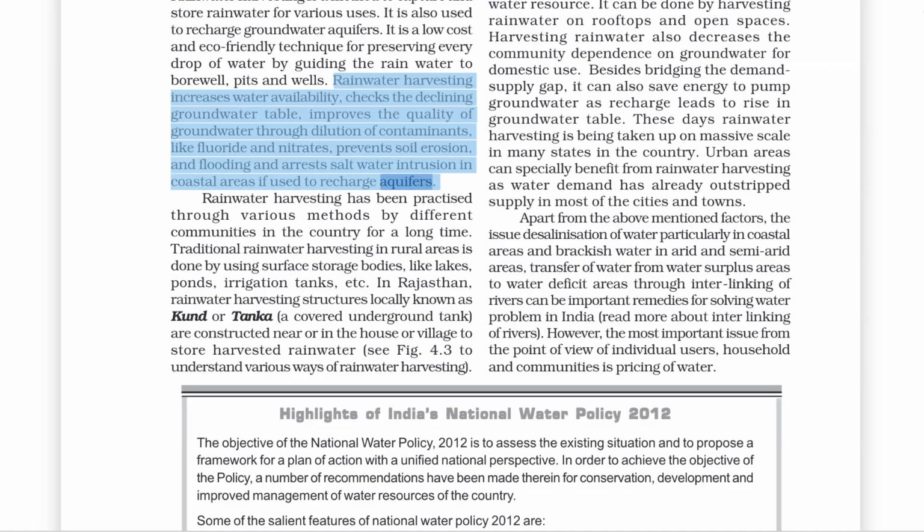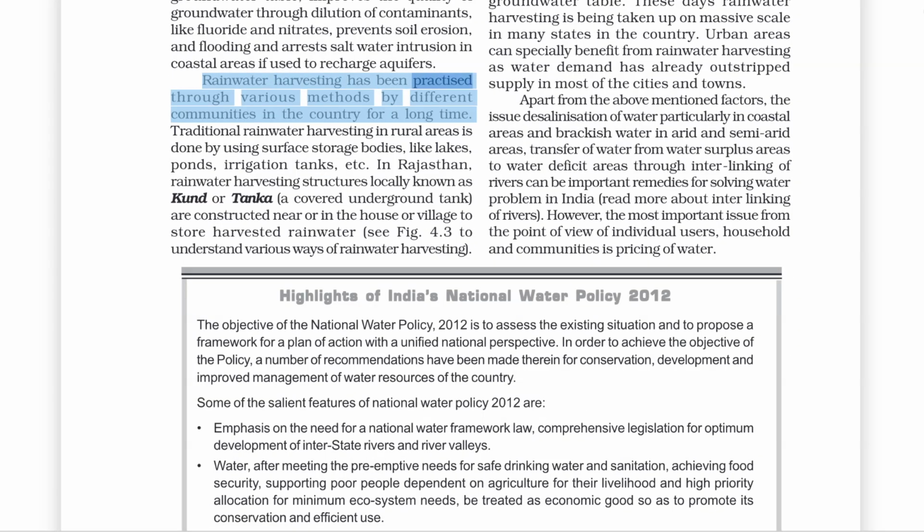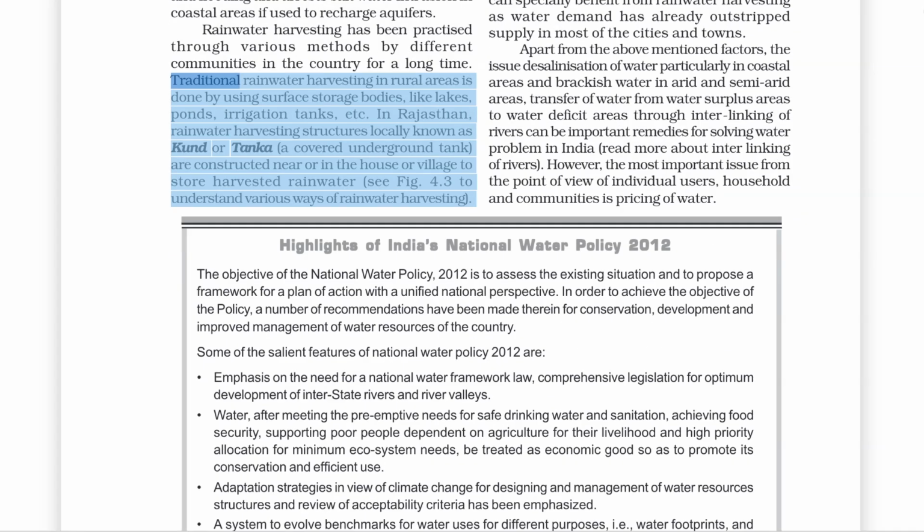to recharge aquifers. Rainwater harvesting has been practiced through various methods by different communities in the country for a long time. Traditional rainwater harvesting in rural areas is done by using surface storage bodies like lakes, ponds, irrigation tanks, etc. In Rajasthan, rainwater harvesting structures locally known as kund or tanka, a covered underground tank, are constructed near or in the house or village to store harvested rainwater. See Figure 4.3 to understand various ways of rainwater harvesting.